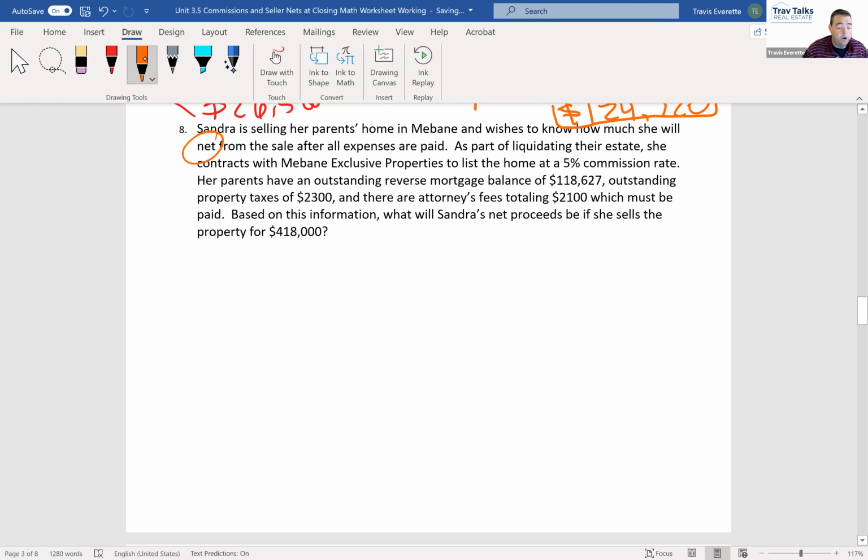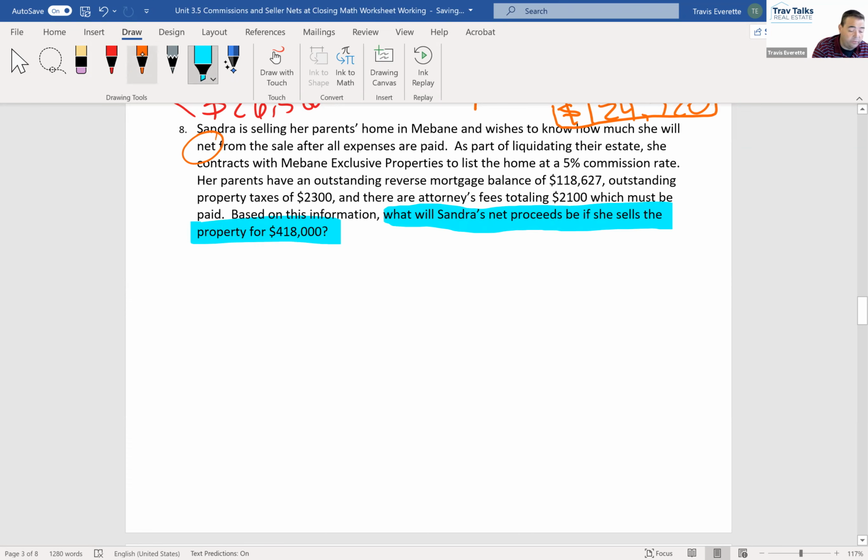Her parents have an outstanding reverse mortgage balance of $118,627, outstanding property taxes of $2,300, and there are attorney's fees totaling $2,100, which must be paid. Based on this information, what will Sandra's net proceeds be if she sells the property for $418,000? So it is the exact same question we just had. What will Sandra's net proceeds be if she sells for $418,000?